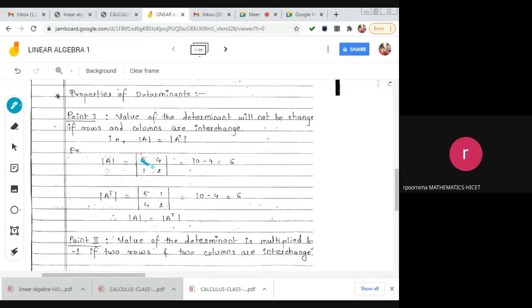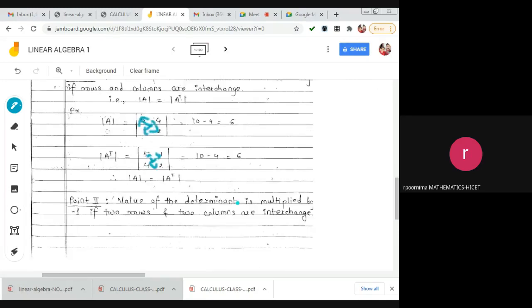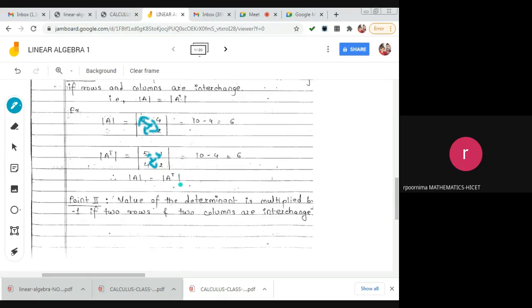Then the normal calculation: 5 into 2 is 10, minus 1 into 4, so 10 minus 4 is 6. Then for A transpose we have to interchange the rows and columns. The first column 5, 1 becomes the first row, and the second column 4, 2 becomes the second row. Then A transpose is 5 1, 4 2. Finding the determinant: 5 into 2 is 10 minus 1 into 4 is 4, so 10 minus 4 is 6. So determinant A is equal to determinant of A transpose.